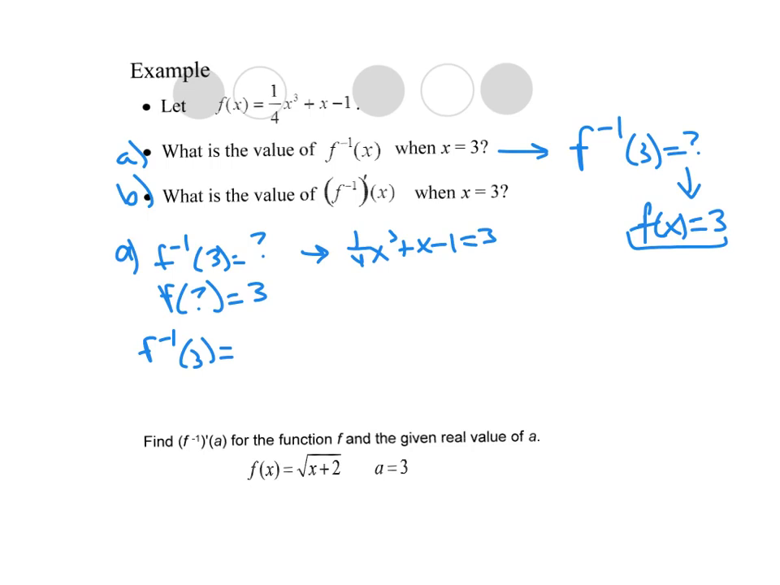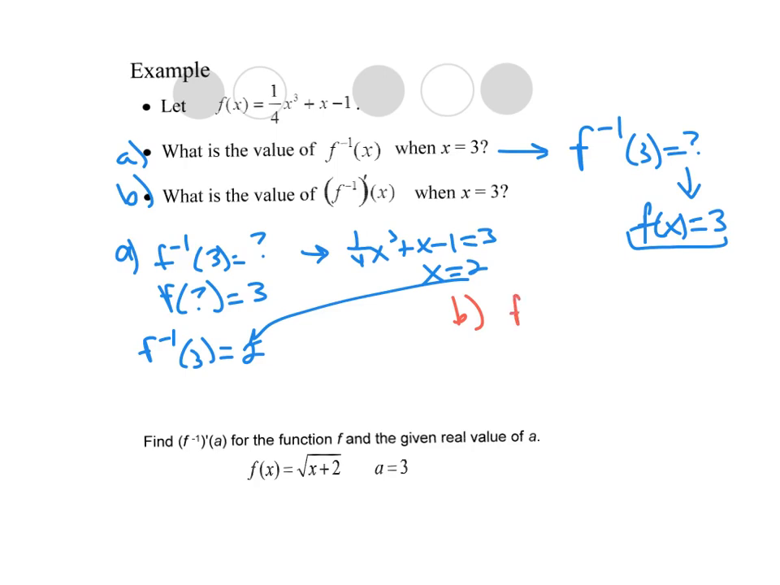So now if I solve that, just so you know, I'm going to make your life easier and tell you you get 2 back. So that is your answer for f inverse of 3. Okay, that's going to be super important for part B. So for part B, they're saying, what is the value of the derivative when x equals 3?